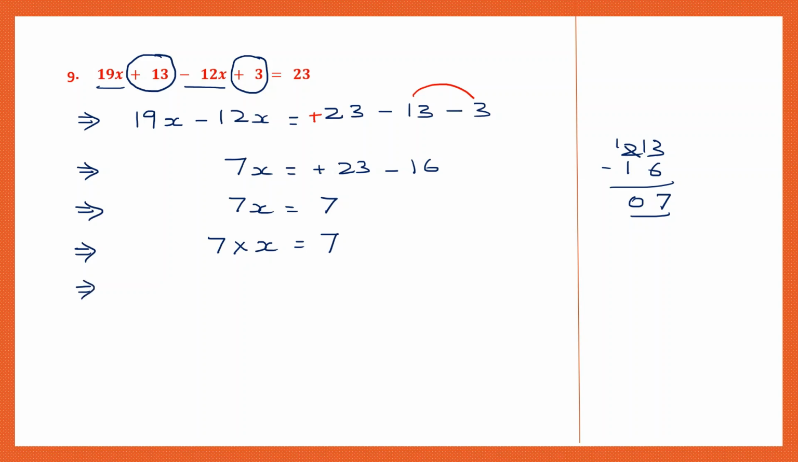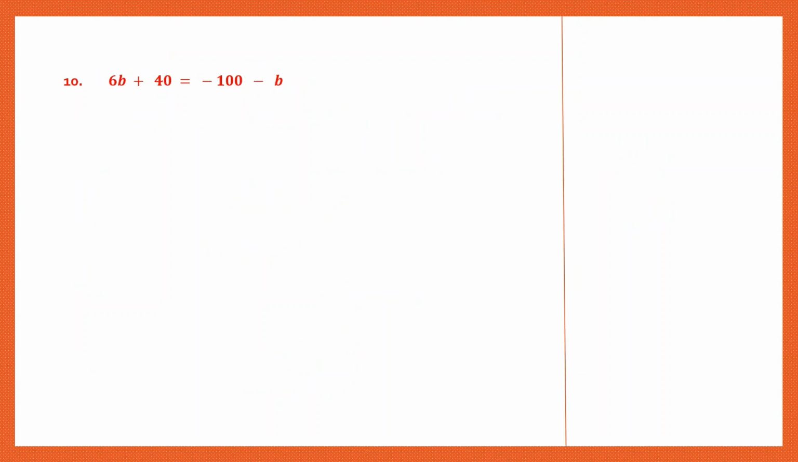Now to find the value of x, we say 7 divided by this 7 because it's multiplication on the left hand side. When it comes to the right, it becomes division. 7 divided by 7 is 1. So we have found the value of x to be 1. So x is equal to 1.